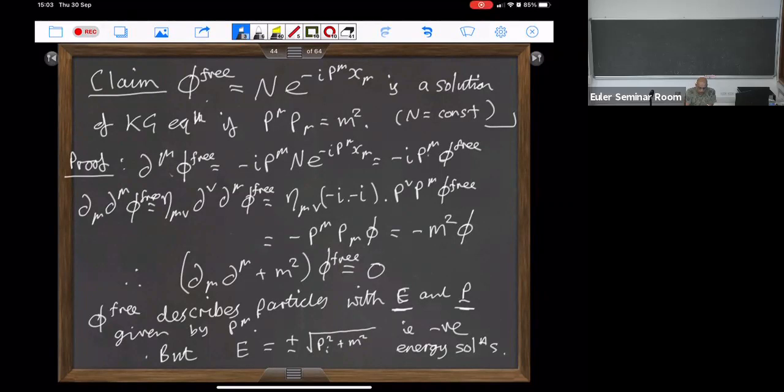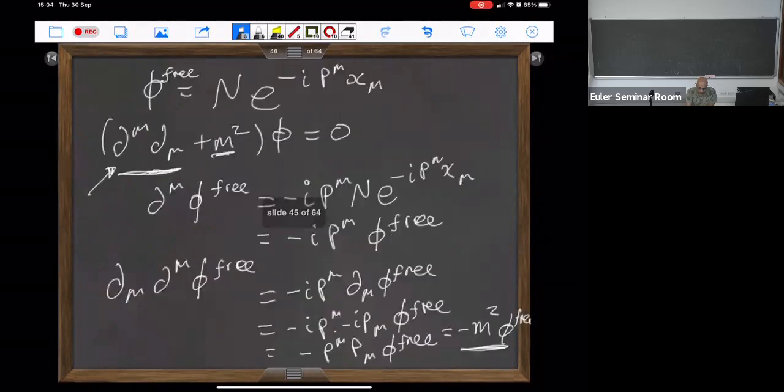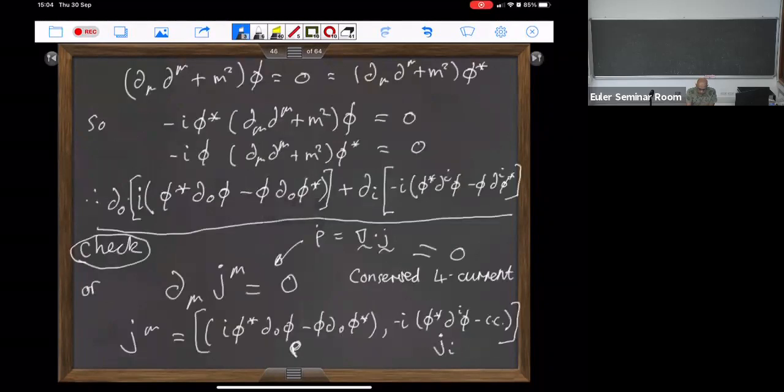So when you quantize fields, you give the interpretation of a quantum field as an infinite collection of simple harmonic oscillators. So when you go from quantum mechanics to quantum fields, you're going from a finite number of particles to an infinite number of particles. Okay, so where were we?